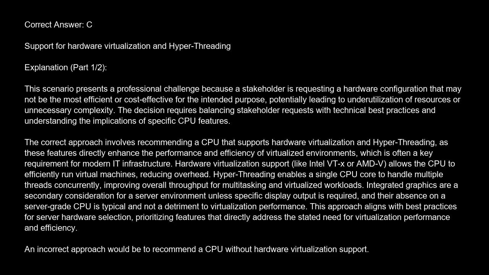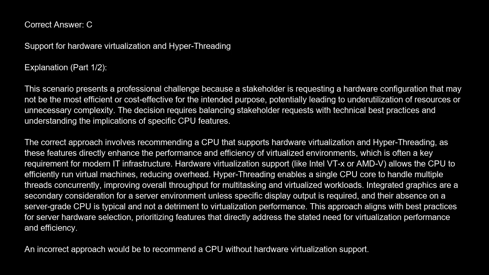Hardware virtualization support, like Intel VT-x or AMD-V, allows the CPU to efficiently run virtual machines, reducing overhead. Hyperthreading enables a single CPU core to handle multiple threads concurrently, improving overall throughput for multitasking and virtualized workloads. Integrated graphics are a secondary consideration for a server environment unless specific display output is required, and their absence on a server-grade CPU is typical and not a detriment to virtualization performance.